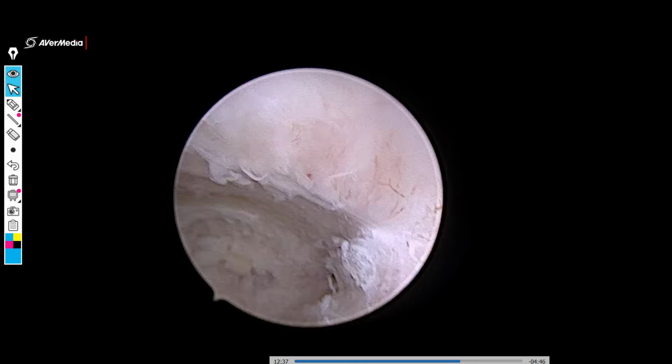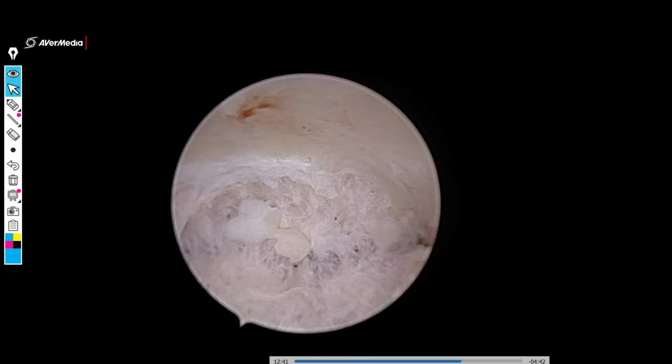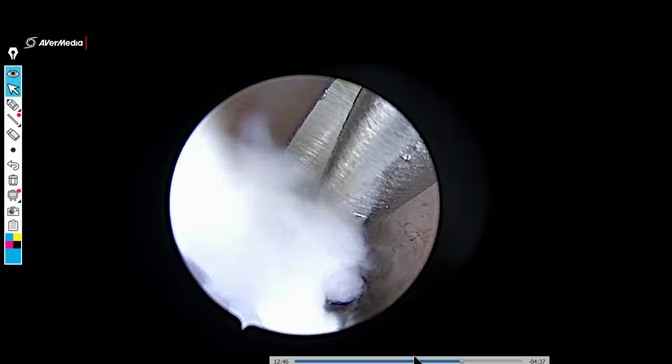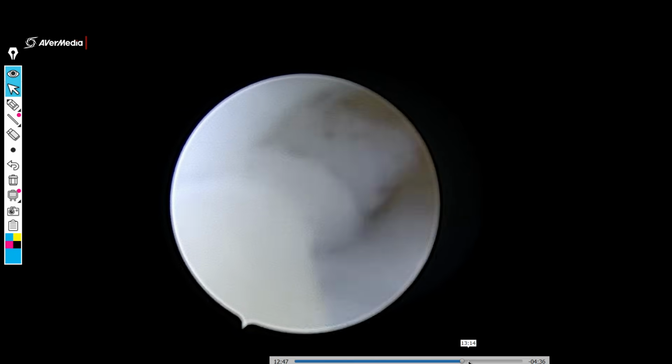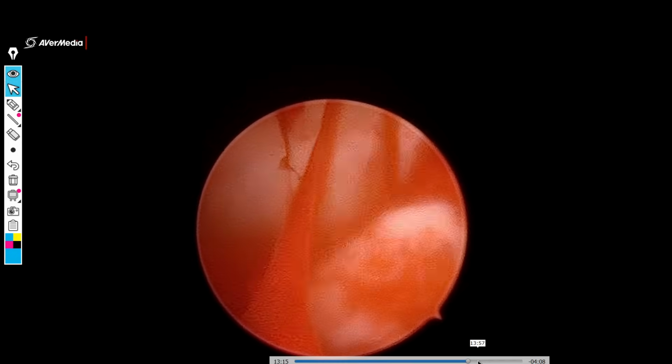Now you can see the shape of the uterus is much better than before. The cavity has been widened significantly. This is the block of tissue that we are going to take out, and that completes the surgery as far as the organic correction is concerned.